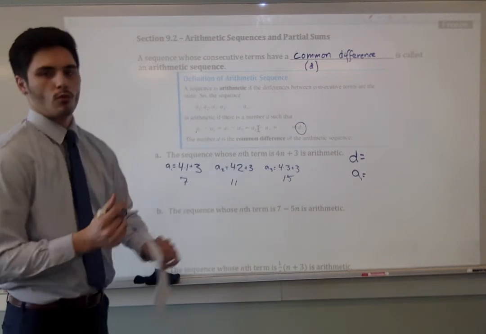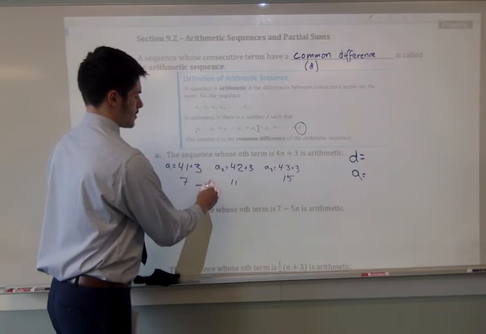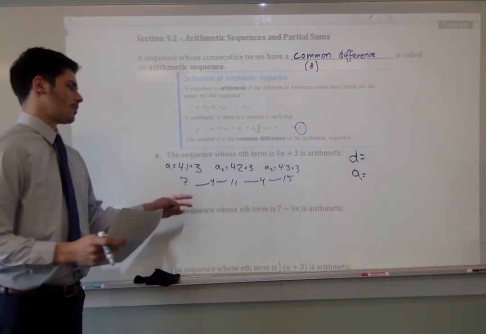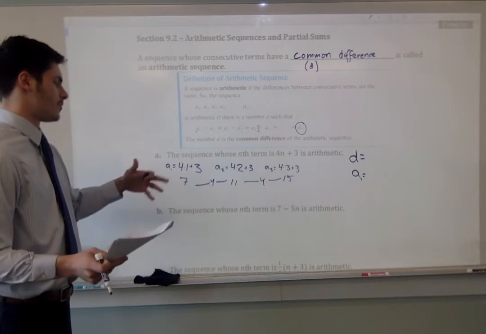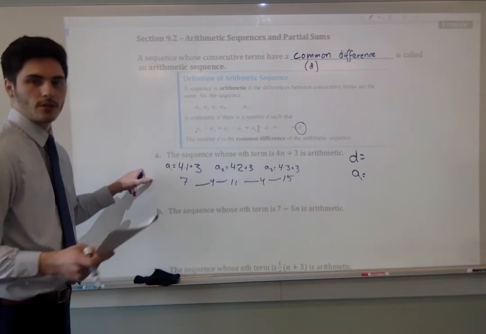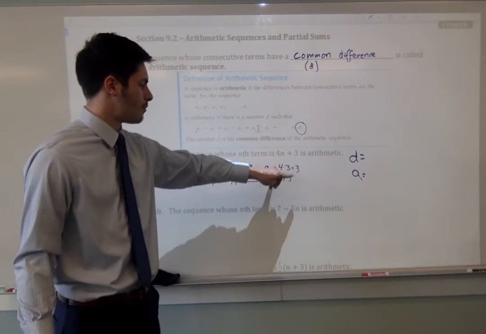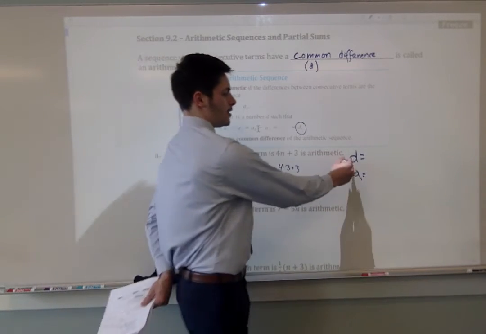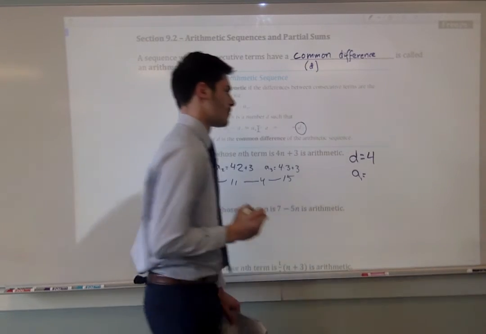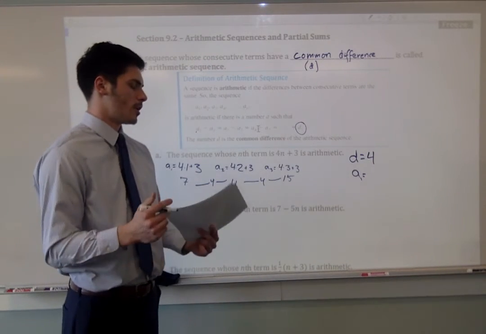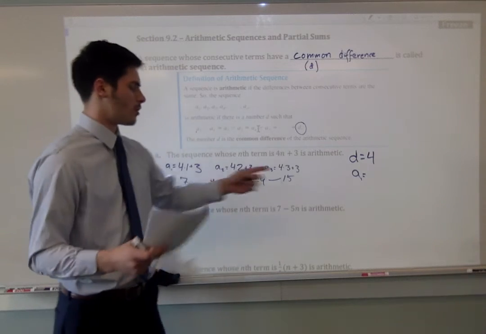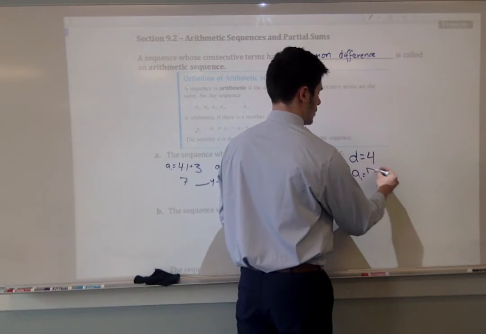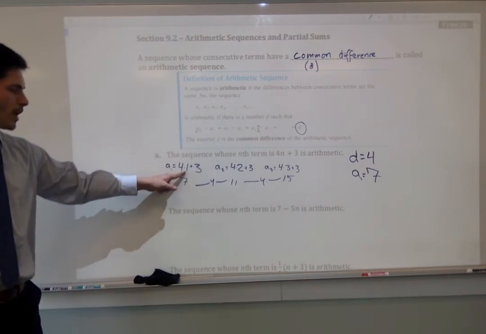And if we kept going, we would see that the difference here is 4, difference here is 4, and if we went to the 0th term, we would see that it ends up being 3, which is a difference of 4. If we went to the 4th term, we would end up with 19, which is another difference of 4. So we can say that the common difference is 4, and our first term when n equals 1 is 7. Because that's what we got when we plugged in 1 for n.